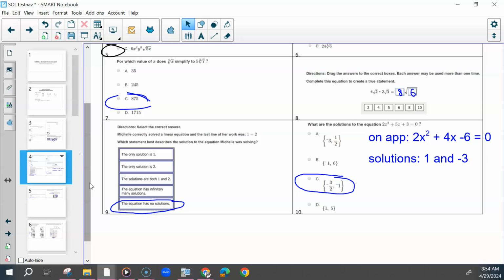10, I have the answer for the packet, but I also have the answer if you were on the app or on your computer. So on the paper, the answer was C, but if you were on your computer or on the app, the question is different, and the solutions are 1 and negative 3. And then when you're ready, go on to the next page.